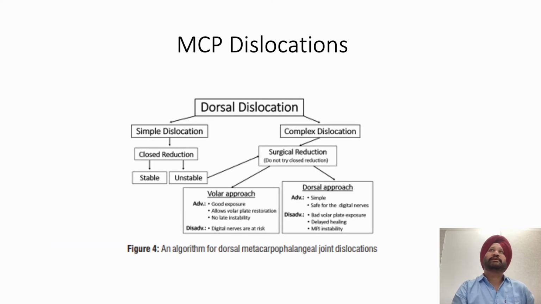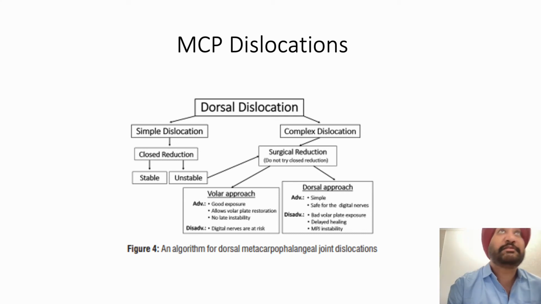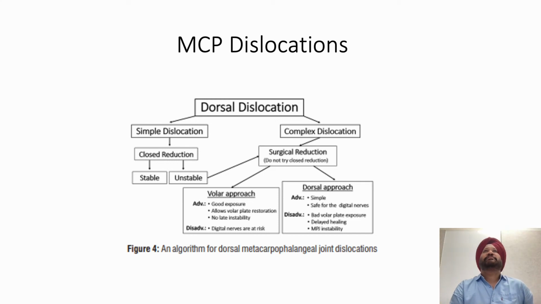Coming to MCP dislocation, I found this very useful slide, which serves a basic, easy purpose. Common is dorsal dislocations. It can be simple or complex. Simple: closed reduction, if stable, buddy taping; if unstable, we go to the other side. Same as for the complex one, surgical reduction. We have two approaches, volar and dorsal; dorsal is more simple, a bit safe, and commonly used. The disadvantages, of course, are mentioned in the slide: volar plate exposure, delayed healing. So this is for the MCP dislocations, a bit different from the finger dislocation management.